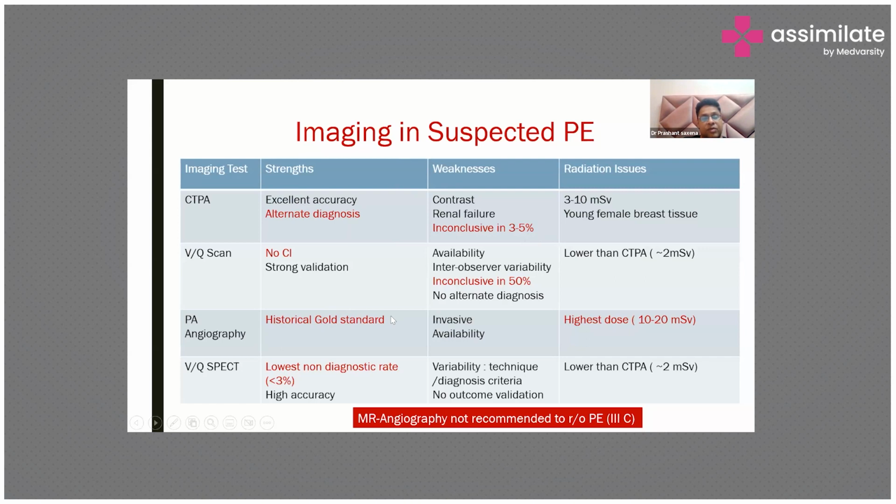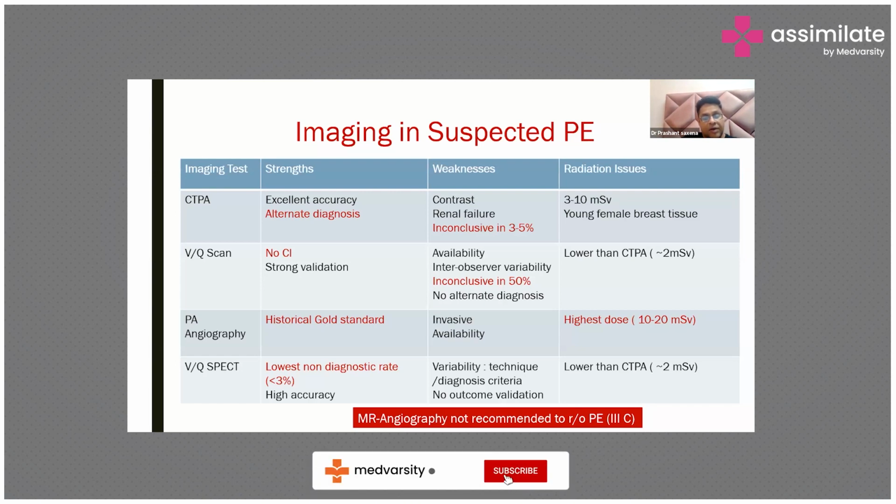VQ scan is also available, but remember that there's a lot of inter-observer variability and it is inconclusive in 50% of the cases. So routinely we don't do VQ scans unless there's a contraindication for CTPA. Then conventional pulmonary angiography is the gold standard, but it is an invasive test. The person has to go to the angiography room, which may not be possible.